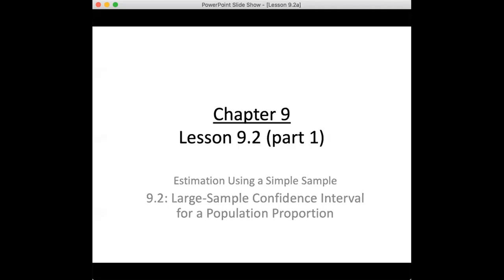So we are talking 9.2 part one. All right, so part one, we're getting into how to do a confidence interval for a population proportion.